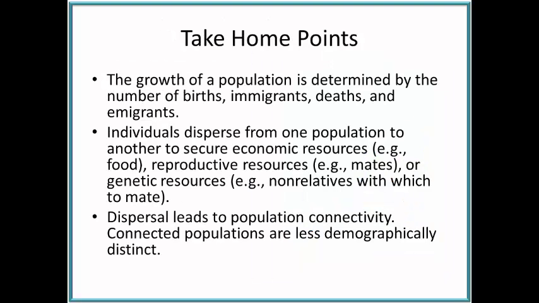There are some take-home points here then. The growth of a population is determined by the number of births, immigrations, deaths, and emigrations, check-ins and check-outs. Individuals disperse from one population to another to secure economic resources, food, reproductive resources, mates, or genetic resources, non-relatives with which to mate, and therefore decrease inbreeding. Dispersal leads to population connection or connectivity, and connected populations are less demographically distinct.